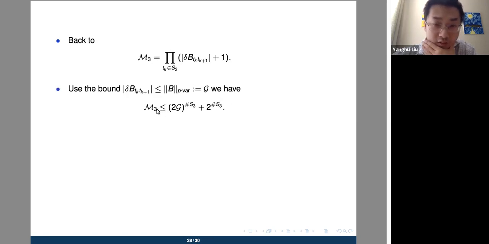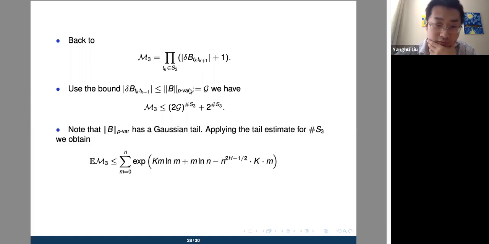And we can get a very simple bound for M3 by these two terms. And the exponent is S3. Here the G, we can choose it to be the p-variation of B. Now, the p-variation of B has a Gaussian tail. And so using the tail for S3, we can get this explicit bound.